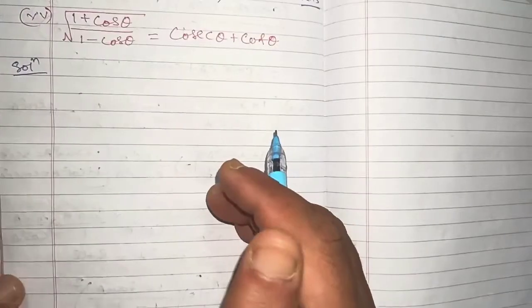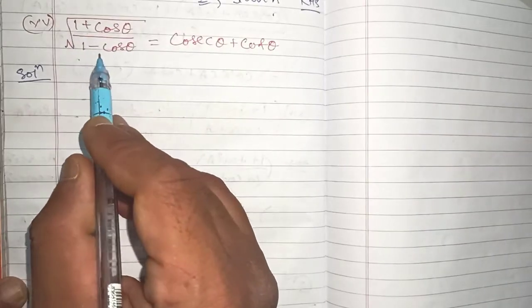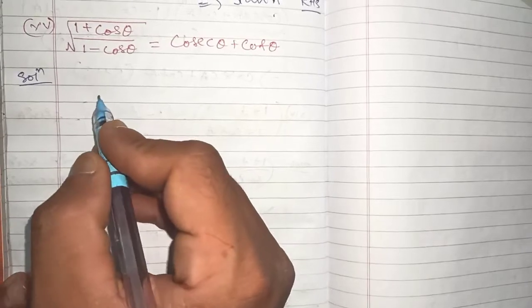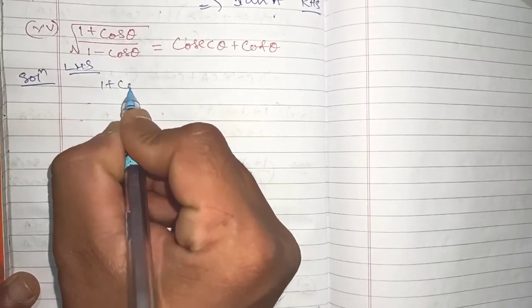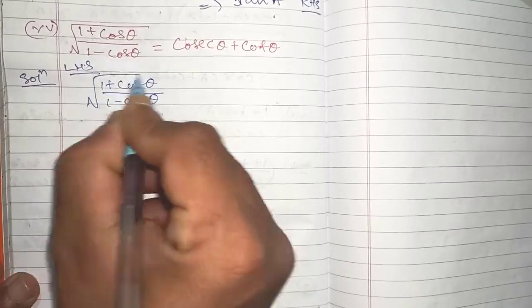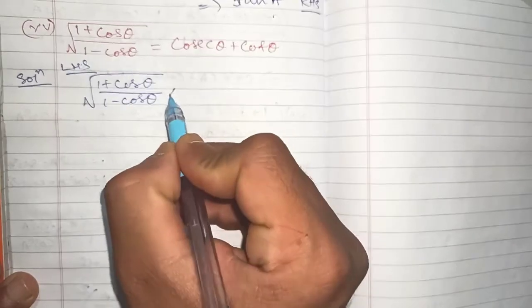Next bit. Question number 15. In question number 15 it is given: square root of (1 plus cos theta) divided by (1 minus cos theta) equals cosec theta plus cot theta. So we take the LHS, root over (1 plus cos theta) divided by (1 minus cos theta). I already told you, whenever you get this type of question, you rationalize it.